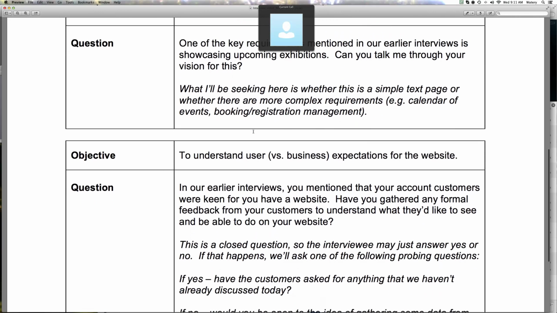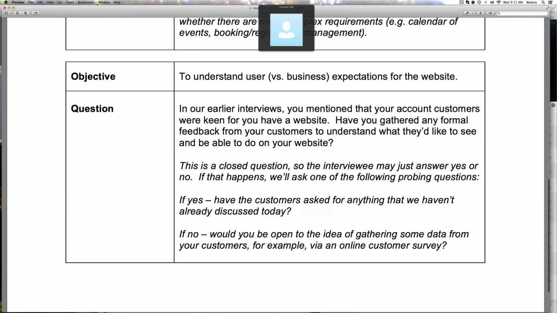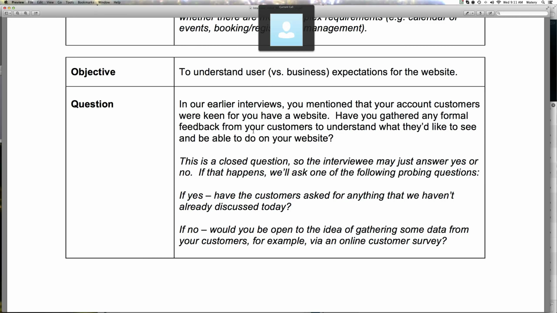And then the last thing that I wanted to run through before we finish up today is that you'd mentioned that your account customers in particular are really keen for you to get a website up and running. Have you gathered any formal feedback from them to understand what they're keen to see or what they'd like to be able to do on the website? No, I haven't got any formal feedback from my customers. So I'm actually expecting you to get some feedback from my customers, so you can get more understanding of how to build the website.